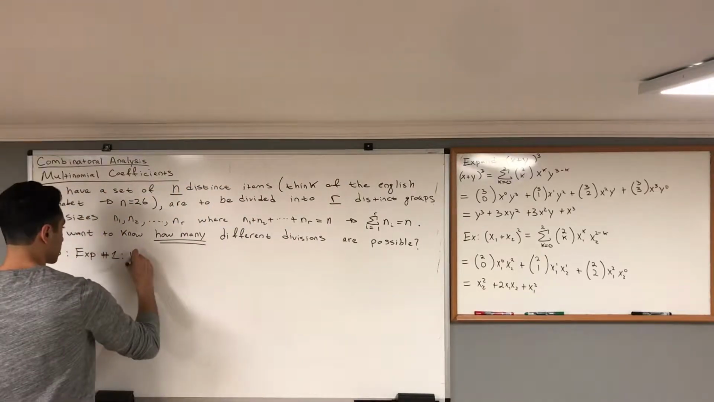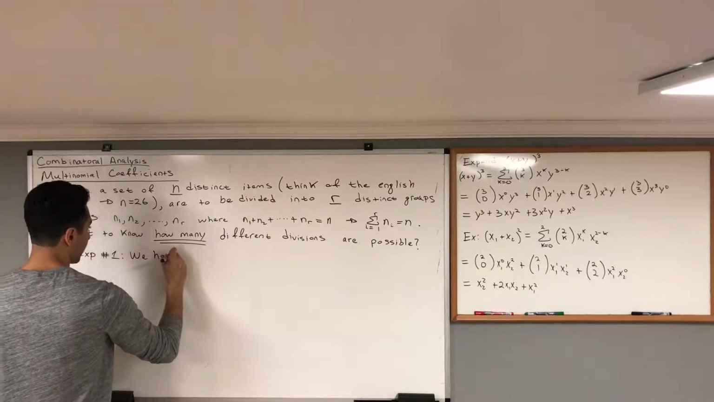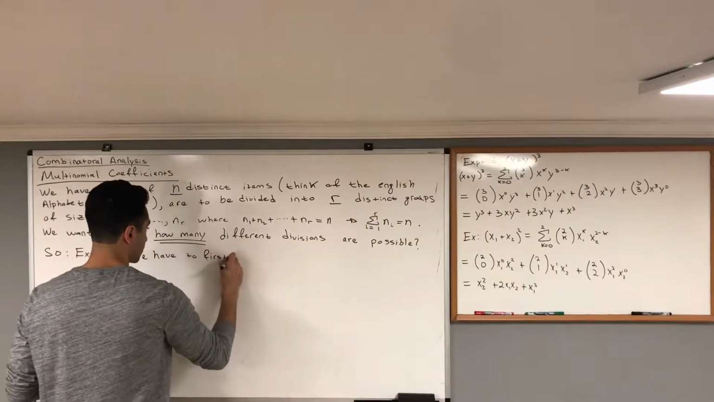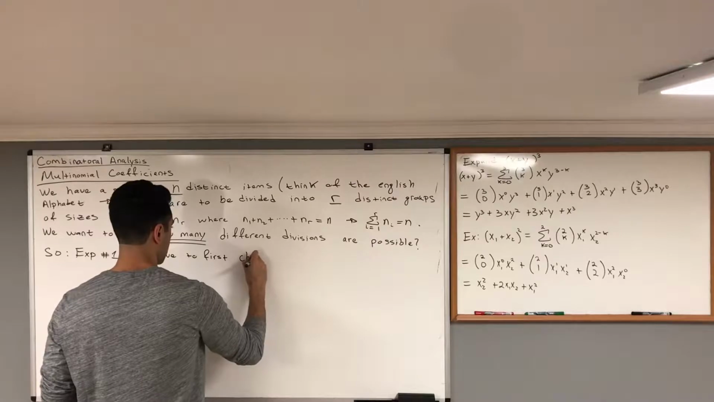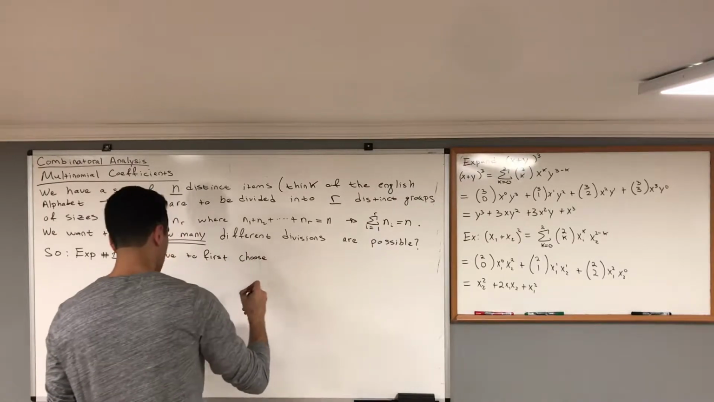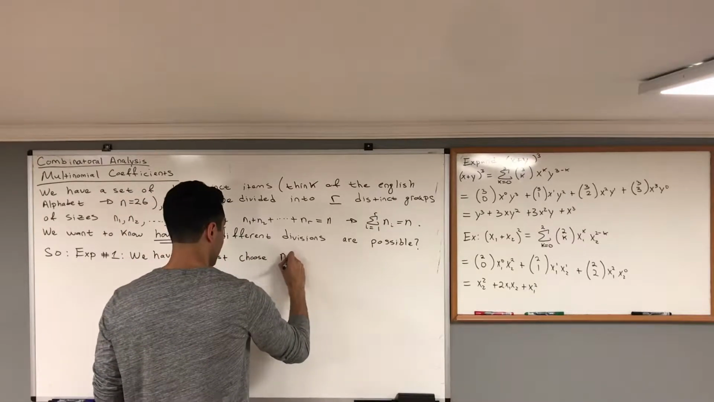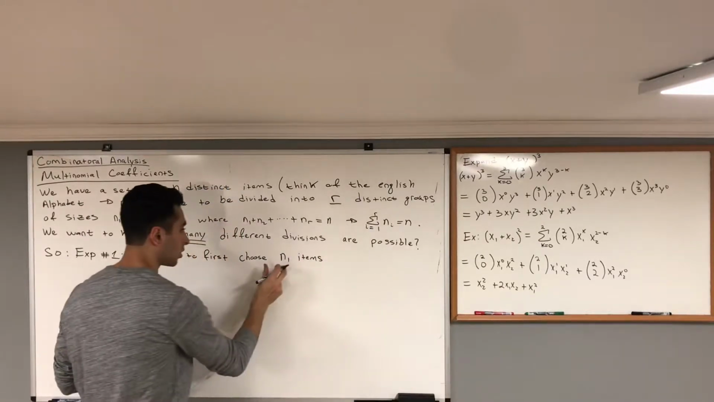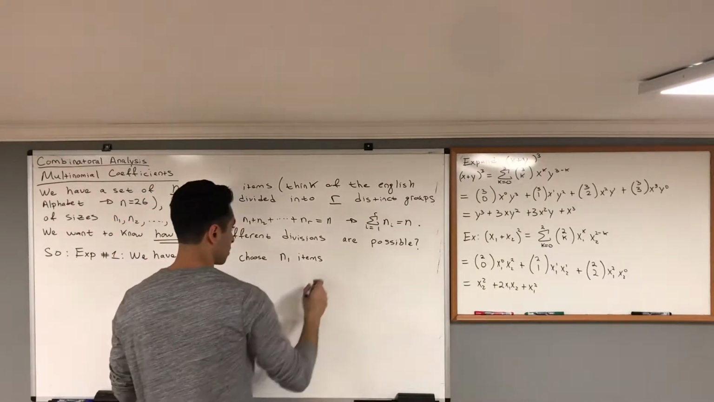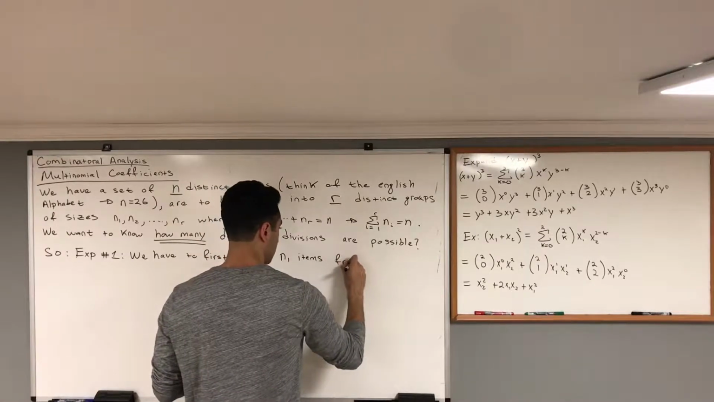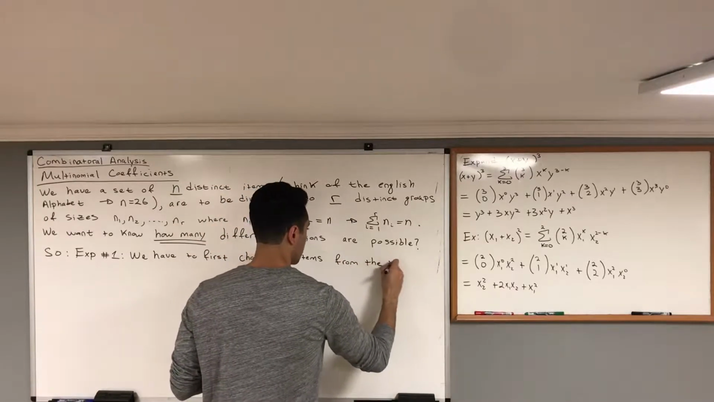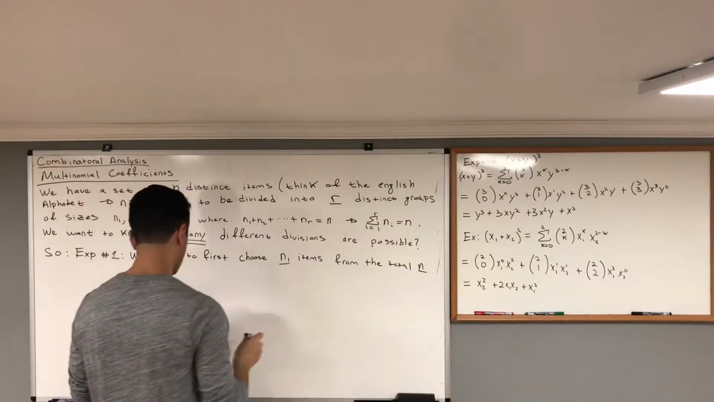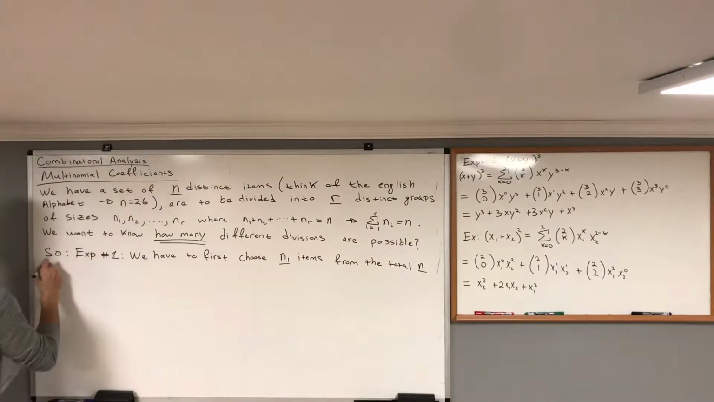So we have to first choose a certain number of items, say n1, right? n1 is just some number of items from the total n to get our first group.